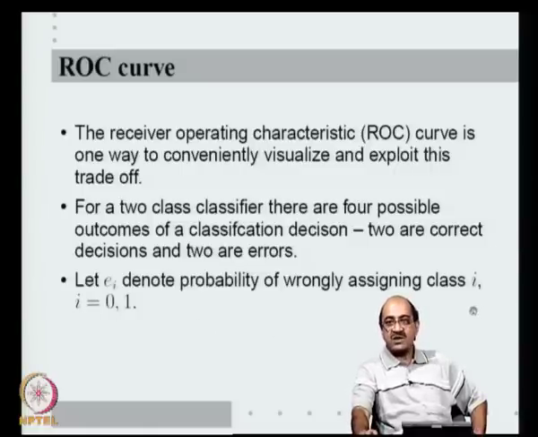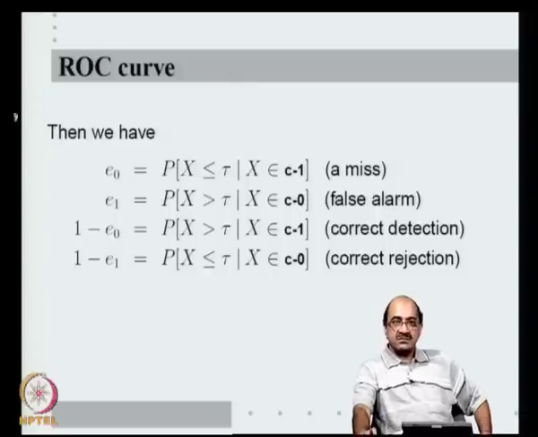Let Ei denote the probability of wrongly assigning class i. That is, E0 is wrongly assigning class 0, calling 0 when it is actually 1. E1 is wrongly assigning class 1, which means calling 1 when it is actually class 0. So, E0 is the probability that x is actually in class 1, but x is less than tau, so I call class 0. This is called a miss. E1 is wrongly assigning class 1, that is, even though x actually comes from C0, because x is greater than tau, I call class 1. This is called a false alarm.